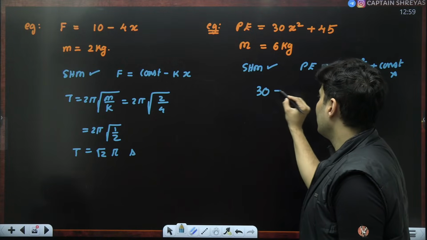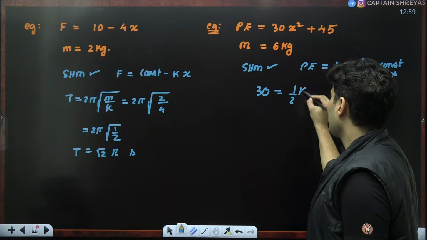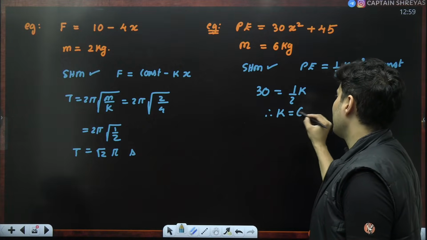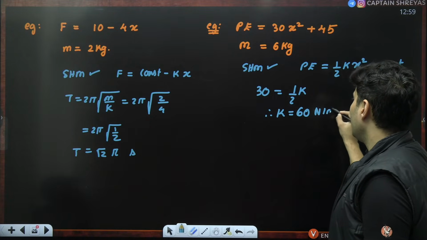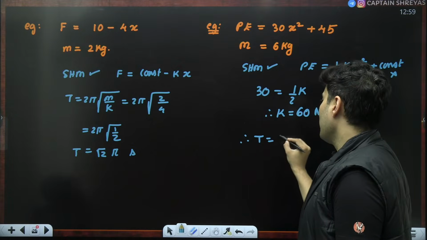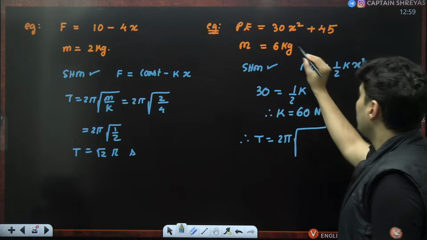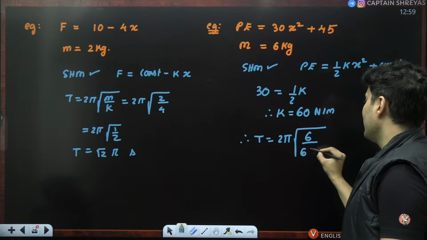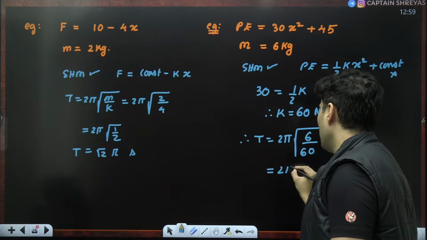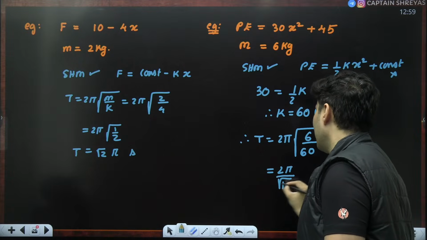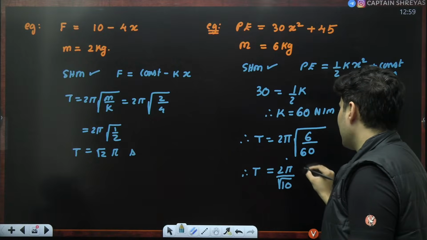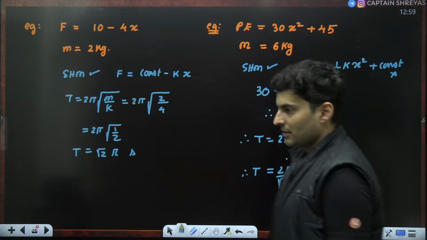Comparing, you will see 30 is equal to half k. Therefore, the spring constant is 60 newtons per meter. Therefore, the time period will be 2 pi under root. Mass is 6, k is basically 60. So it will be 2 pi by root 10. So that is basically the time period of SHM.